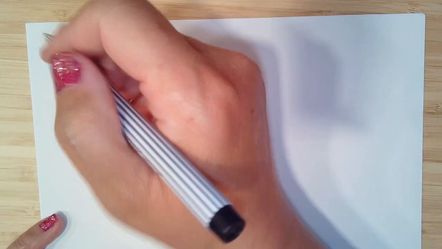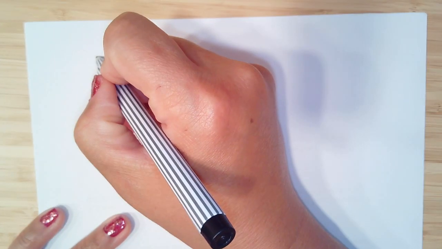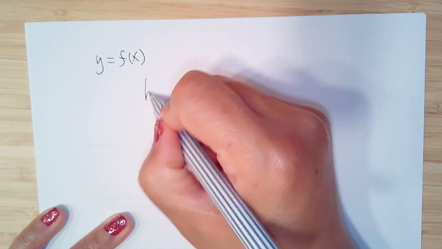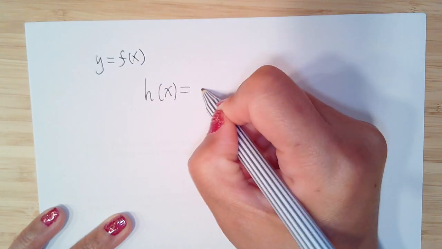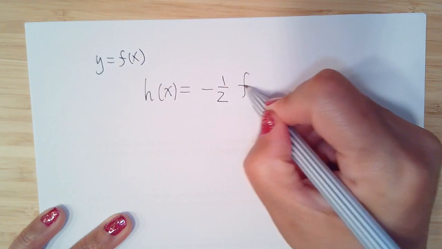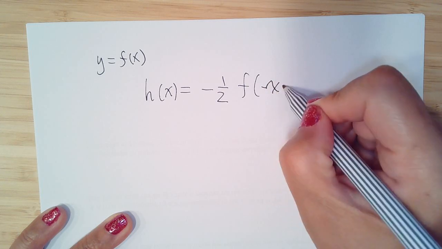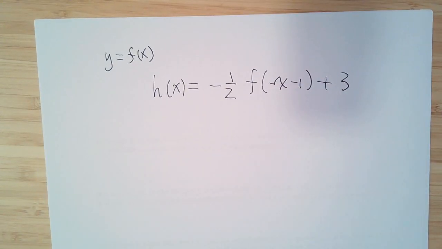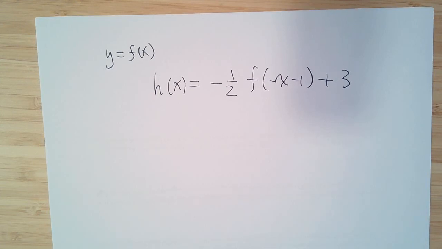Last one, I promise you. This is our last one. I give you y equals f of x. Can you describe how you get this graph? It's negative 1/2 f of x minus 1, plus 3. So I ask you what you should do. What's the transformation you're going to perform from the graph of f of x?